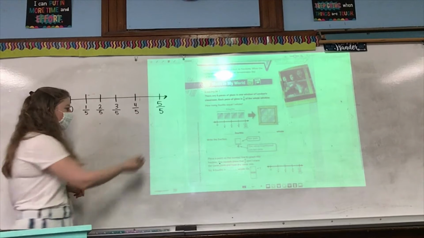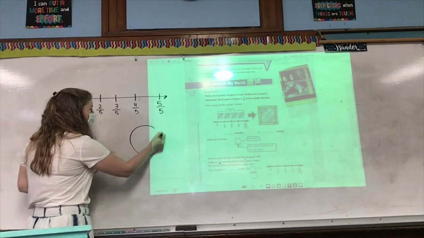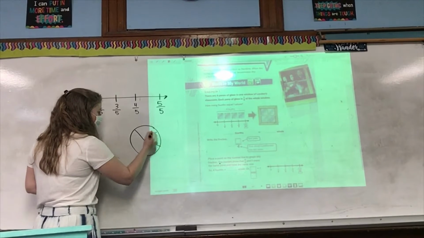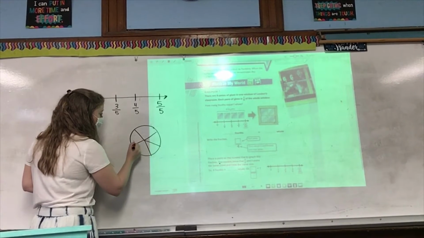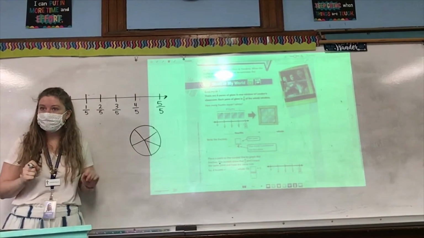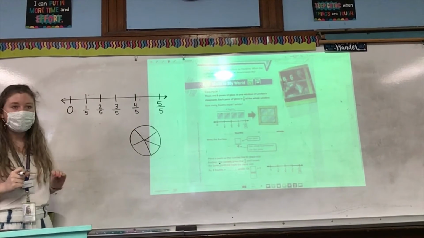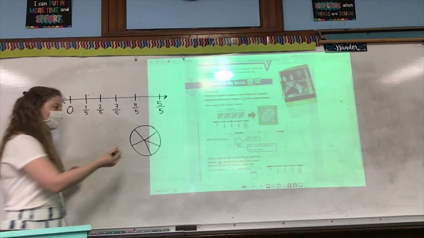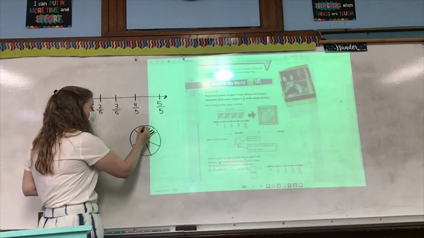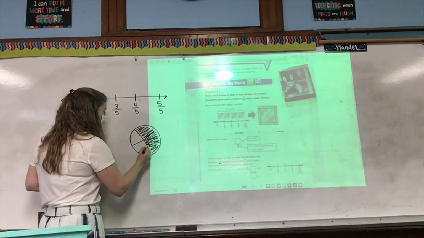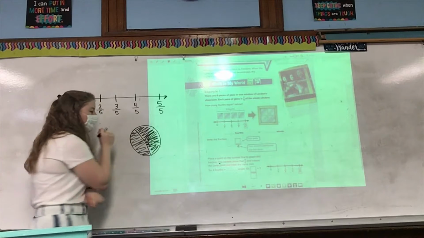So I have my shape, and we're going to pretend that this is 5 equal pieces. We're going to pretend. It's not, because I'm not a perfect artist. If I shaded 5 out of these 1, 2, 3, 4, 5 pieces, this is what it would look like.